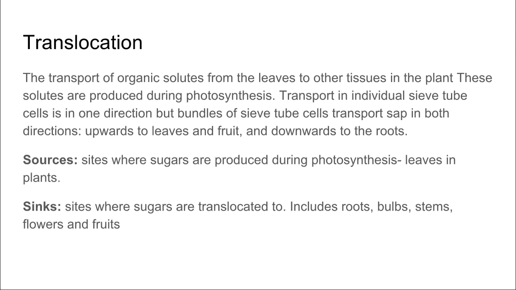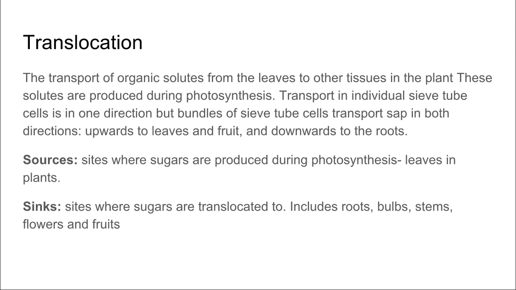We then move on to translocation, which is the transport of organic solutes from the leaves to other tissues in the plant. These solutes are produced during photosynthesis. Here we're talking about the movement of organic solutes through the phloem tissue. This is done through the individual sieve tubes, and it is in one direction in each individual sieve tube, but there are bundles of sieve tubes which can transport sap in both directions. So it can be upwards and downwards.